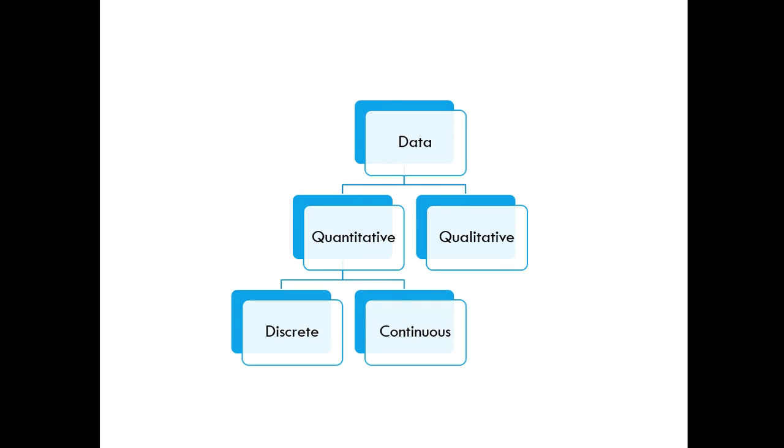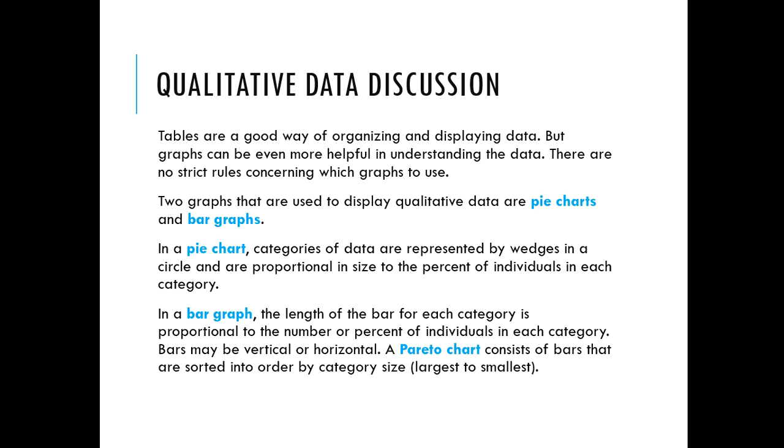And here's the display of what you see. The data can be quantitative or qualitative, and under quantitative is discrete or continuous. I'm going to stop right here and we'll go on to types of qualitative data in just a second.